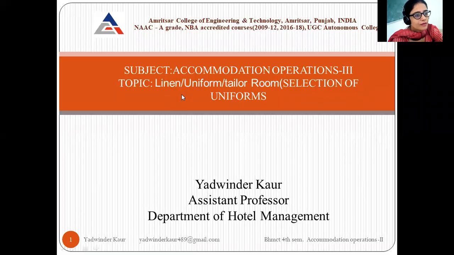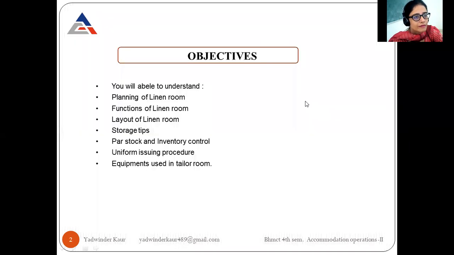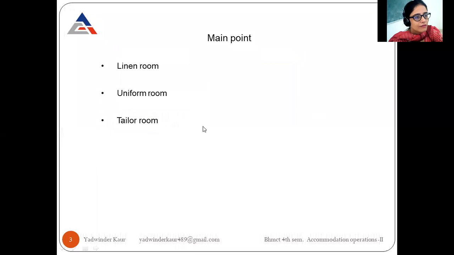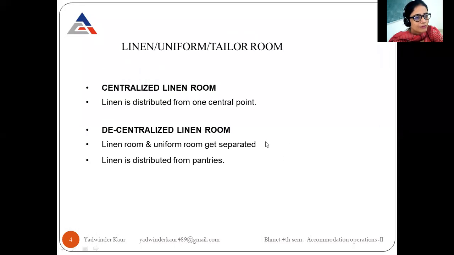Good morning, students. Our topic today is linen room, uniform room, tailor room, and selection of uniforms. Previously, we have done the linen room, uniform room, tailor room.